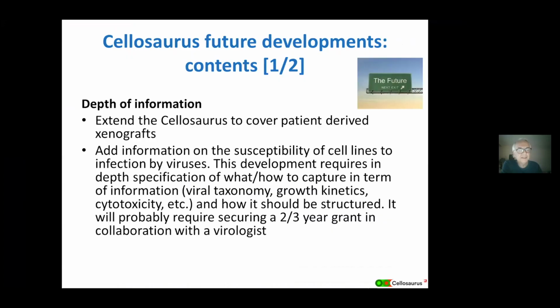the virus you need to get the cell line infected. You don't know the growth kinetics. You don't know if it's cytotoxic and so on. So it's not very easy to model what information should be captured for cell line infection by virus, but we want to do this in collaboration with the virologists and try to get a grant to do this. So this will be done only if we can manage to get a grant and have someone working on it.